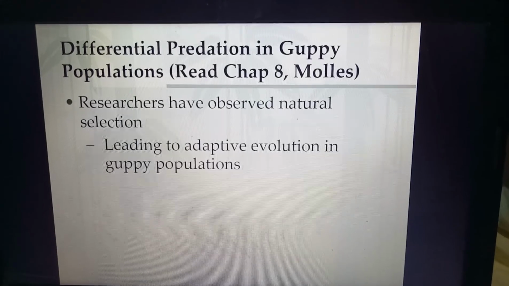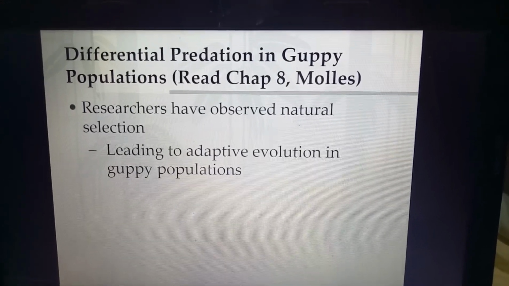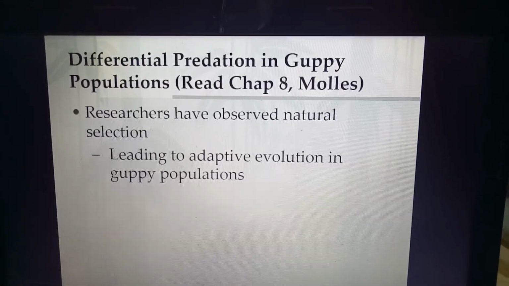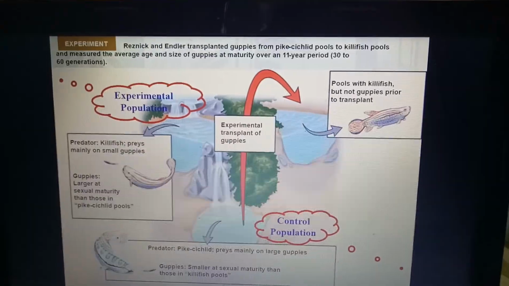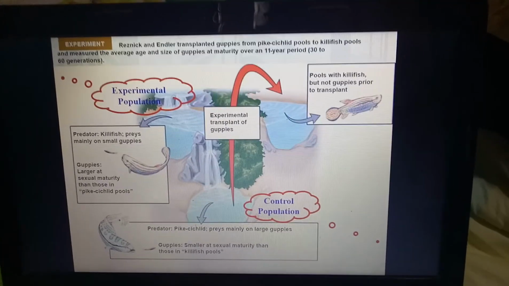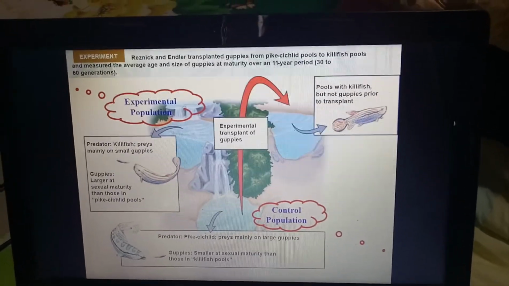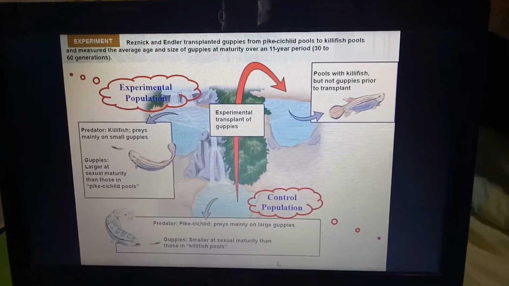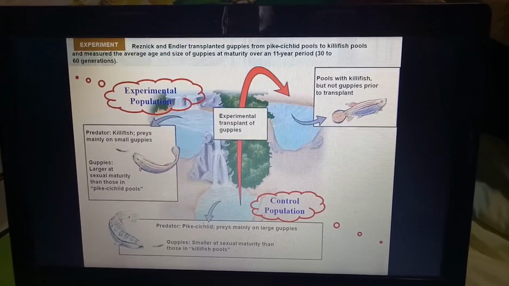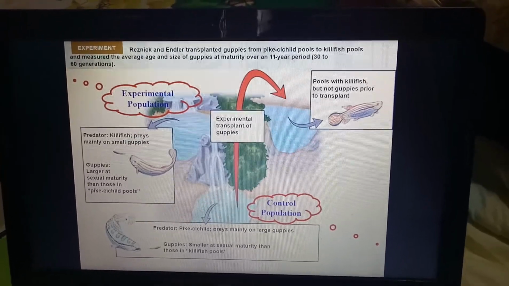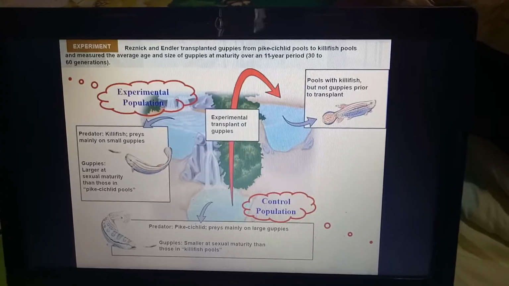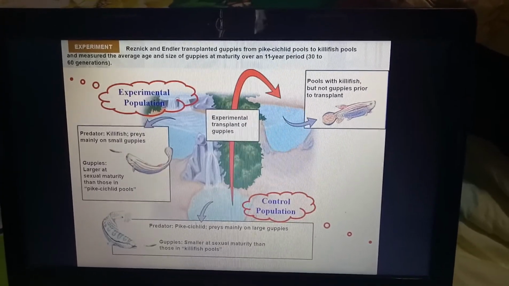You may read it yourself. Okay, so this is another example, the guppy population. Read about adaptation and evolution in the guppy population. If you look at this, this is what happened in the experiment. Pool number 1, the upper one, is pool number 1. Pool number 1 is for the experimental population. The one down there is the control population, and the last one is the pool with killifish but no guppies prior to transplant.